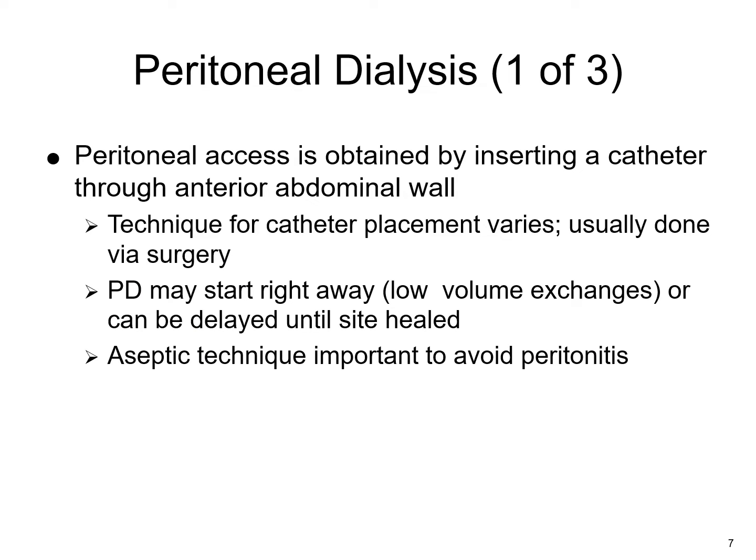Peritoneal access, when we're talking about peritoneal dialysis, is obtained by inserting a catheter through the abdominal wall, and the technique for catheter placement varies. Usually there's some type of surgery that happens. You can use a catheter right away if you're giving very little volume exchanges, that's fine. But in most cases, they have to wait until the site has actually healed, and that may take as much as 2 weeks, I think is what your book was saying. Aseptic technique is king. The biggest complication we can worry about is peritonitis. We've covered peritonitis, and you know how bad this can be.